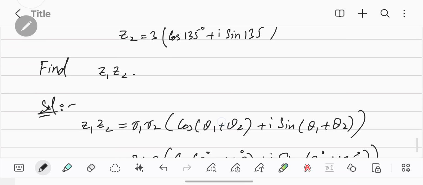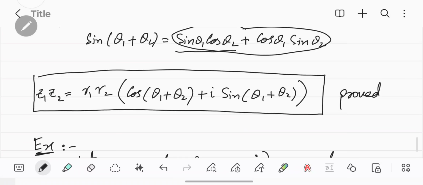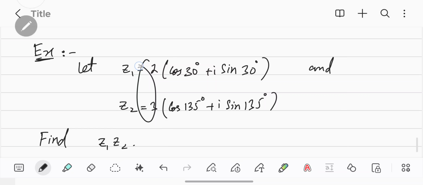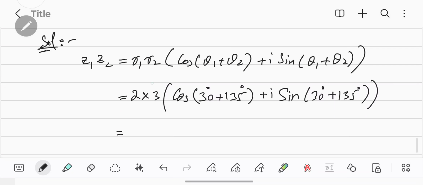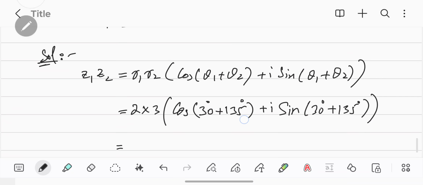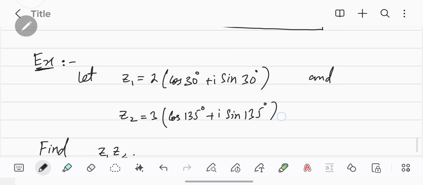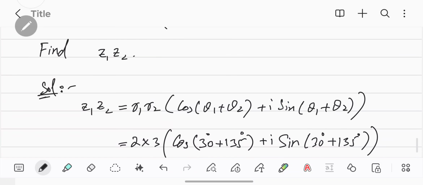Since Z1 times Z2, using the previous formula, is the product of the two radii, the two radii are 2 times 3. So I have taken the product of 2 times 3. And we have to add theta 1 and theta 2 inside cosine plus iota times sine.